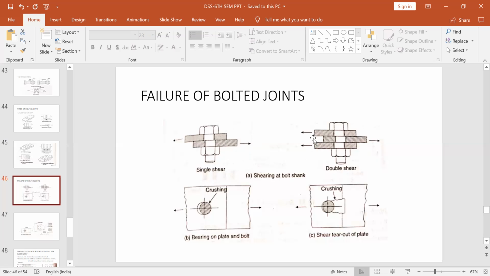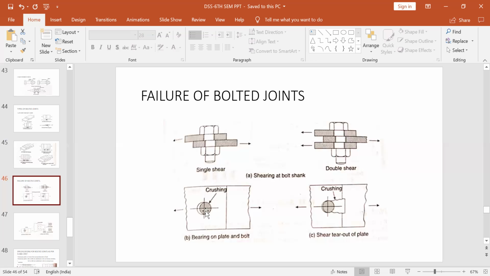Another thing is bearing failure of the bolt. Now this bolt is crushed. See here, this is a plate, this is the bolt, and this was the original hole. Due to bearing stresses, this bolt will be crushed. What happens is the strength of the plate in bearing is much higher than the strength of the bolt in bearing. So whenever the load is very high, this bolt will get crushed, whereas the plate will not be affected. So this is bearing failure of the bolt.